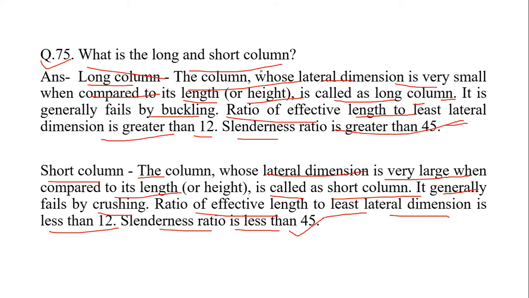To repeat: a long column is one whose lateral dimension is very small compared to its length or height. It generally fails by buckling. The ratio of effective length to least lateral dimension is greater than 12, and slenderness ratio is greater than 45. A short column has a very large lateral dimension compared to its length or height. It generally fails by crushing. The ratio of effective length to least lateral dimension is less than 12, and slenderness ratio is less than 45.